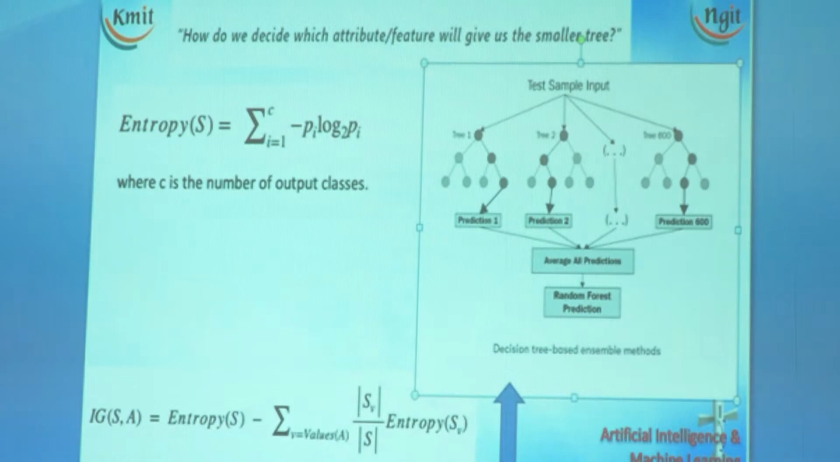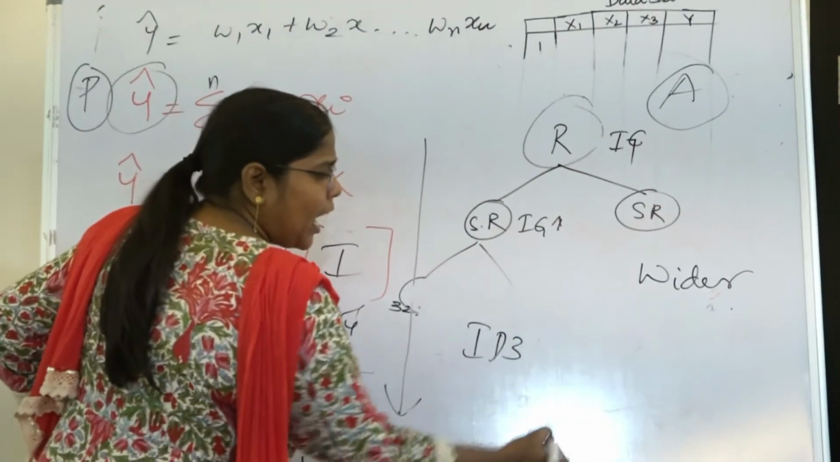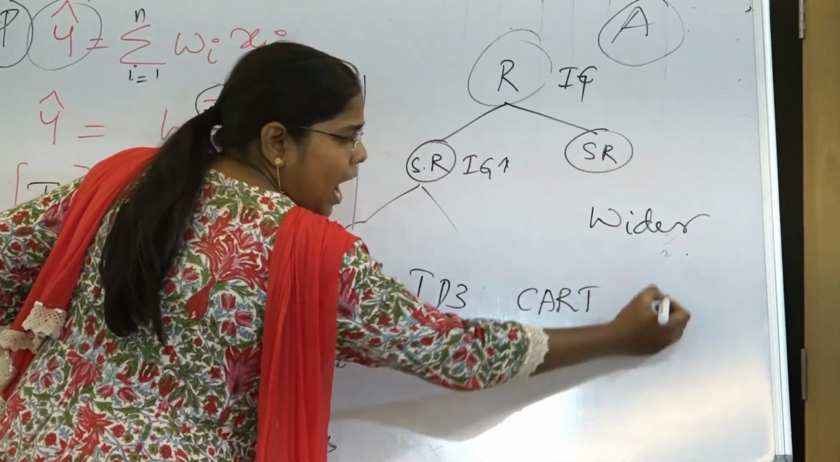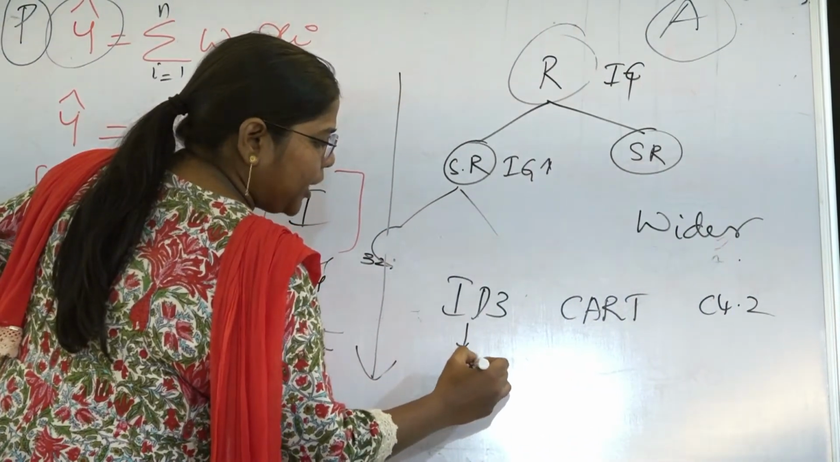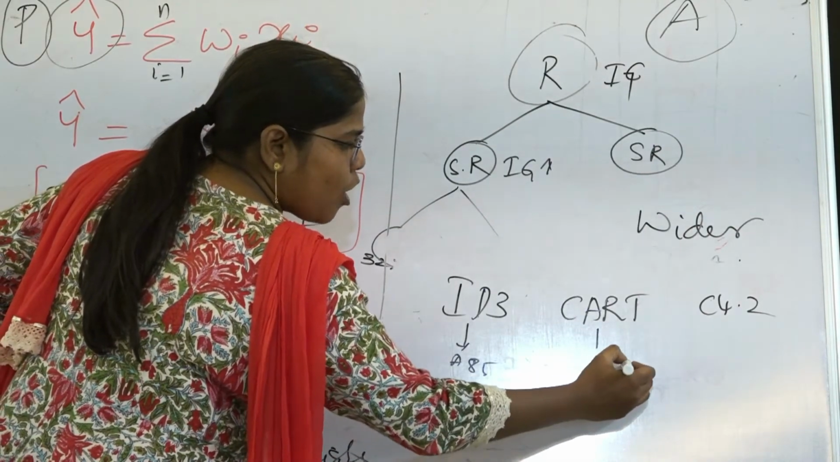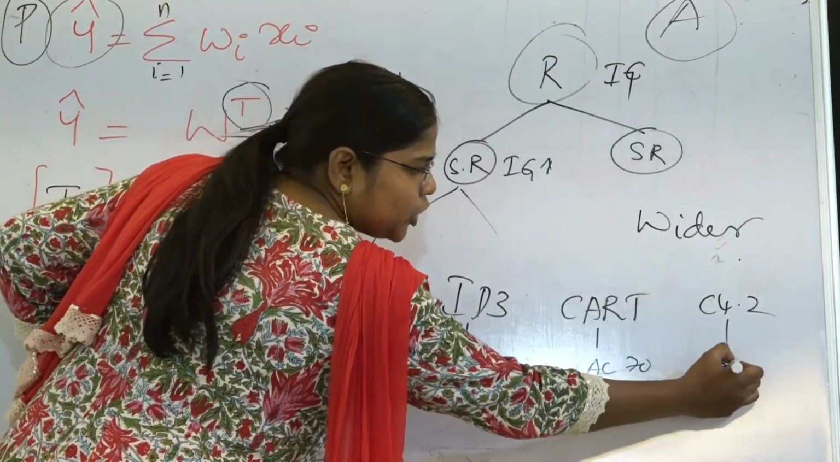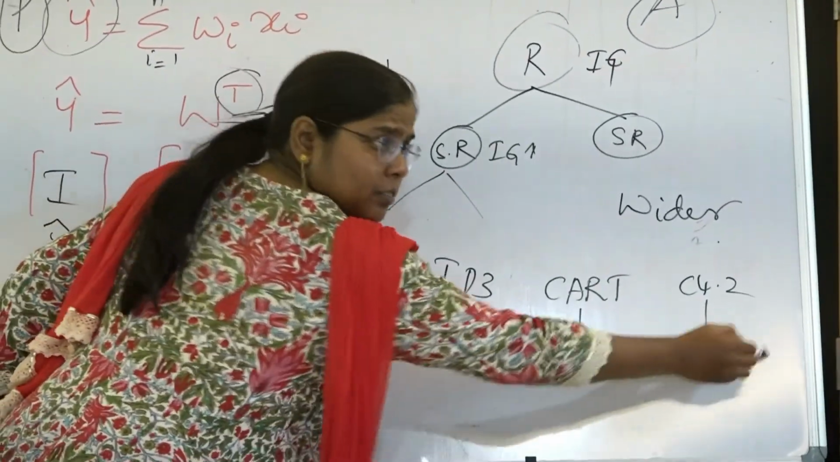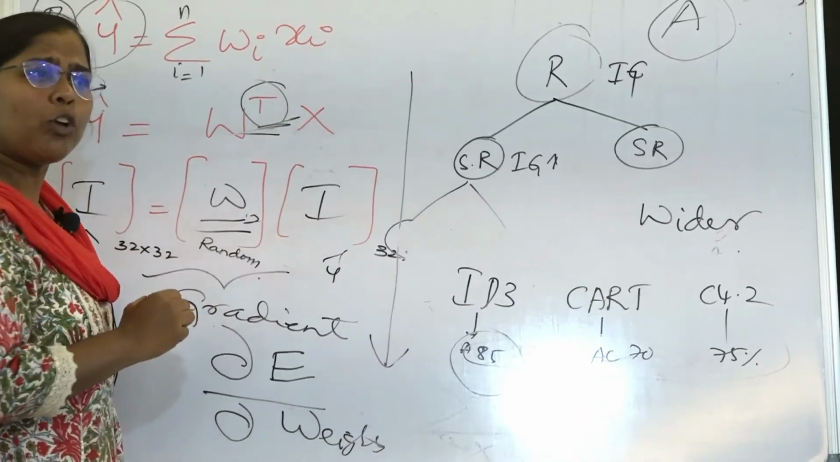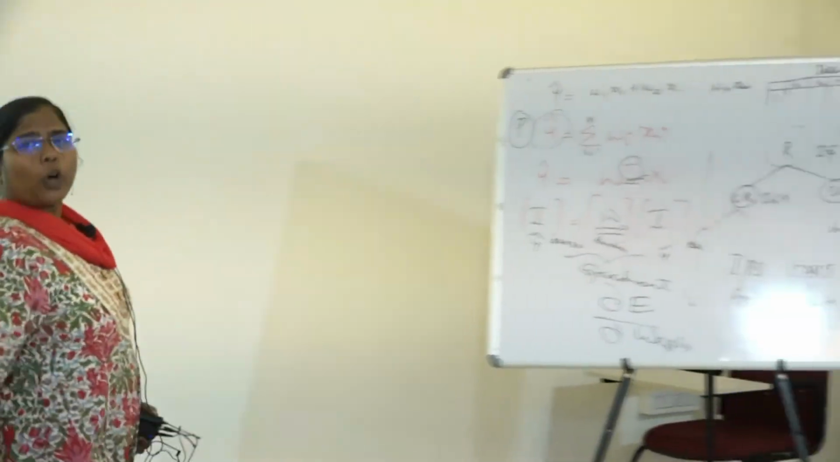ID3 runs somewhere, CART runs somewhere, and C4.5 runs, I'll tell here. So I am running a tree at ID3, I am running at CART, and I am running C4.5, and it is giving some accuracy of 85, it gives an accuracy of 70, it gives an accuracy of 75. What do I do? I take either the average of all this, or else I can choose the best out of it. This is called the majority vote system.